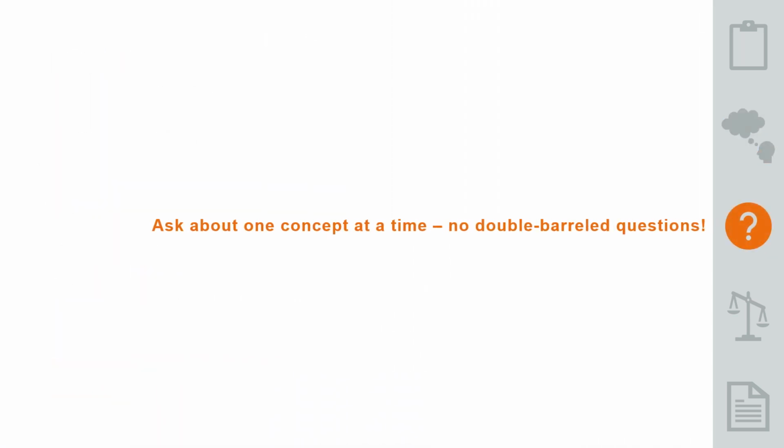Ask about one concept at a time. No double-barreled questions. A double-barreled question is a question that touches upon two different issues, but only allows for a single answer. Including grammatical conjunctions like "and" or "or" in a question typically means that it's double-barreled.